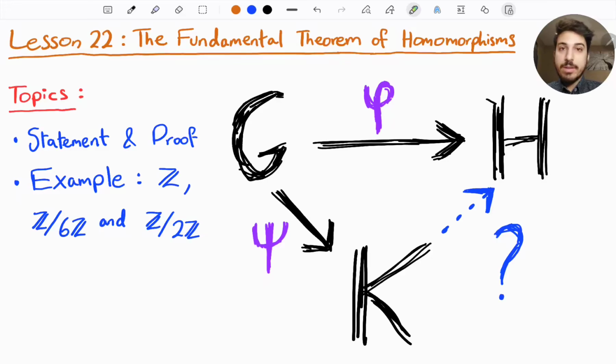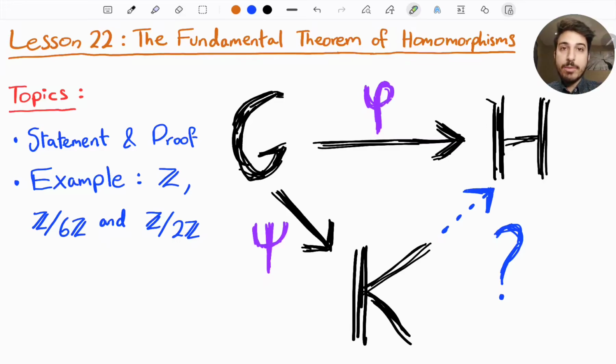The question now: does there exist a homomorphism going from K to H such that this homomorphism makes the diagram a commutative diagram? A commutative diagram is a diagram in which the direction you traverse does not matter. You will end up in the same result. So if we go from the direction of phi, or if you go from the direction that covers psi and this homomorphism, then the result would be the same.